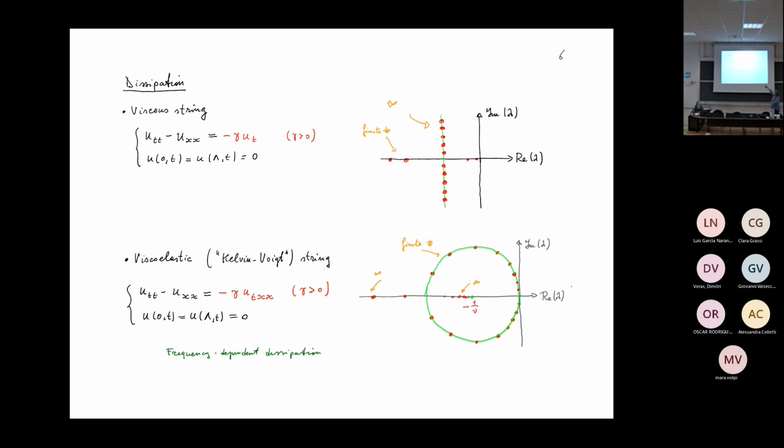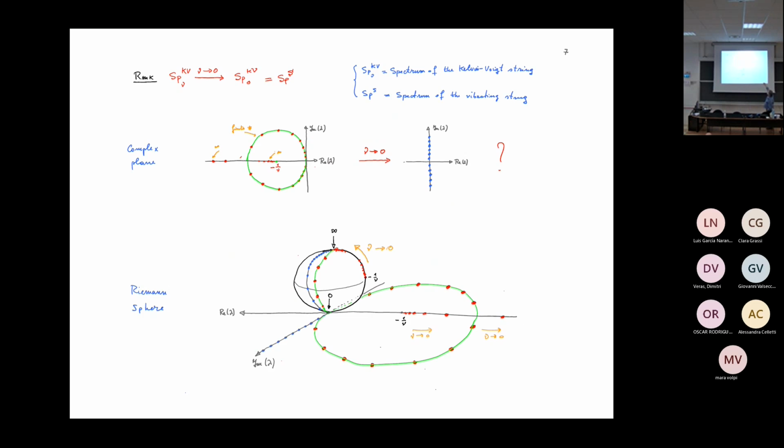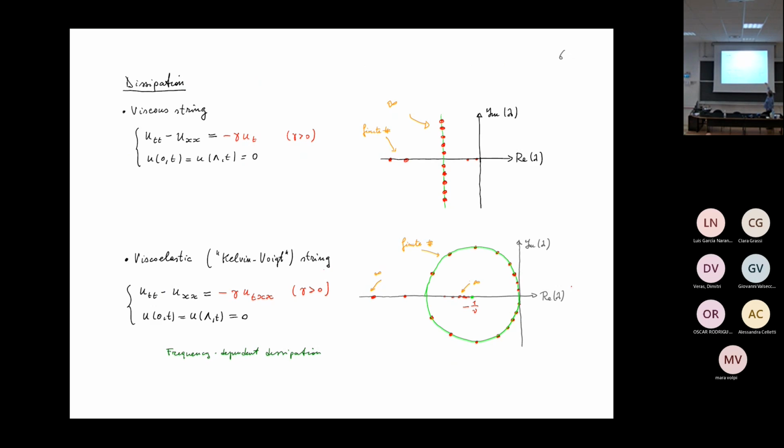So when the dissipation gamma goes to 0, this point moves to minus infinity. And then there are a finite number of eigenvalues on the circle centered at this point minus 1 over nu and of radius 1 over nu. Now you see that in this case, these are the most interesting eigenvalues. The real parts depend on the frequency, and those which dissipate less are these ones. In particular, you see that the higher the frequency, the higher the dissipation. So this is the starting point for the analysis of the system.